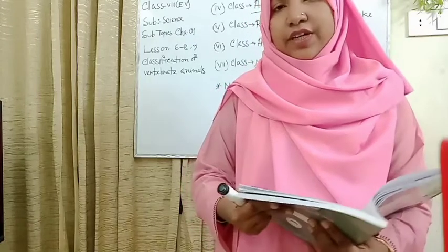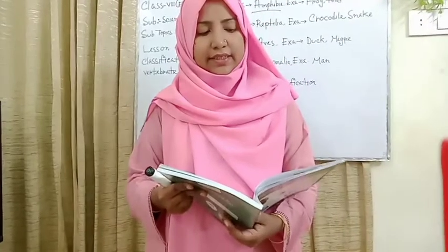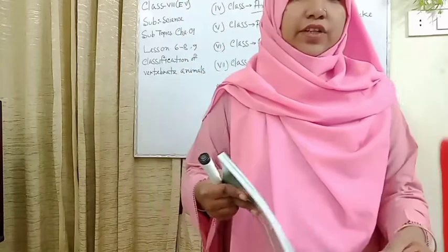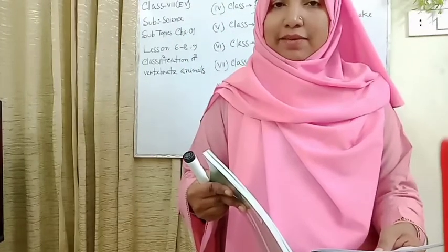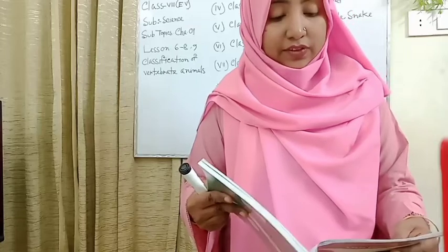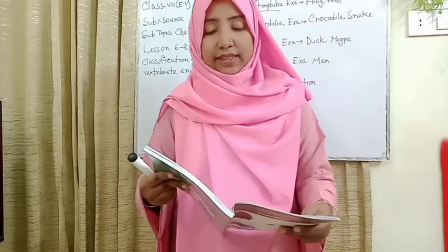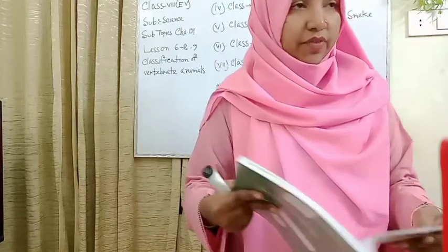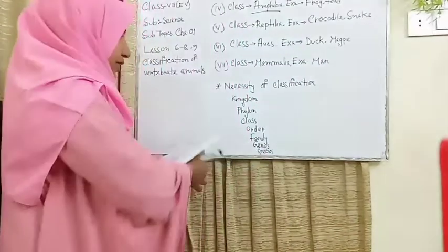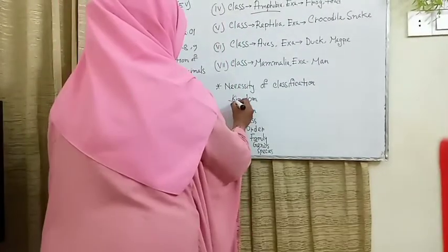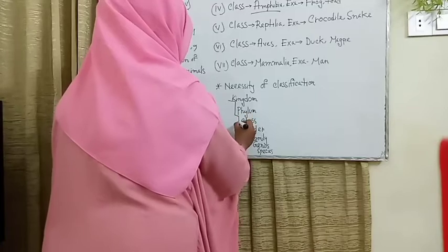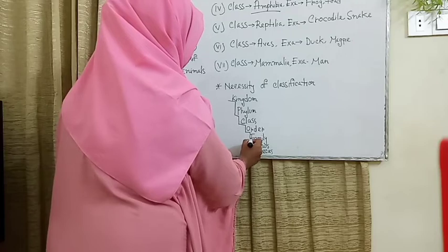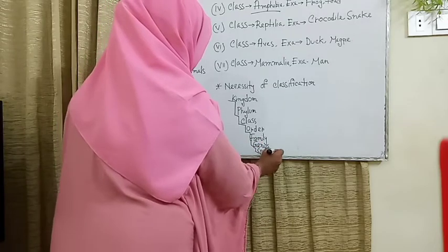Now I have finished lesson 9, the necessity of classification. The unit of classification is called a taxon. Please everyone remember this word, taxon. Taxon helps to classify the vast animal world. The 7 major taxa are as follows: first is the kingdom, second is the phylum, third is the class, fourth is the order, then the family, the genus, and the last is the species.